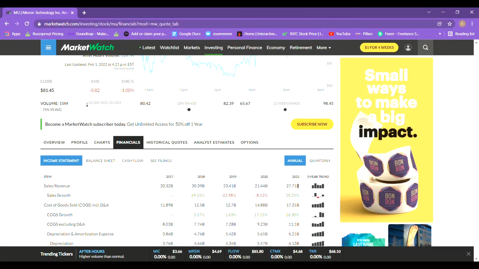Getting into the income statement now, we're going to start off by looking at the revenue. So in the most recent year, they're bringing in 27 billion, which is good overall, but they are technically down from 4 years ago. So I don't really like how inconsistent this is looking.